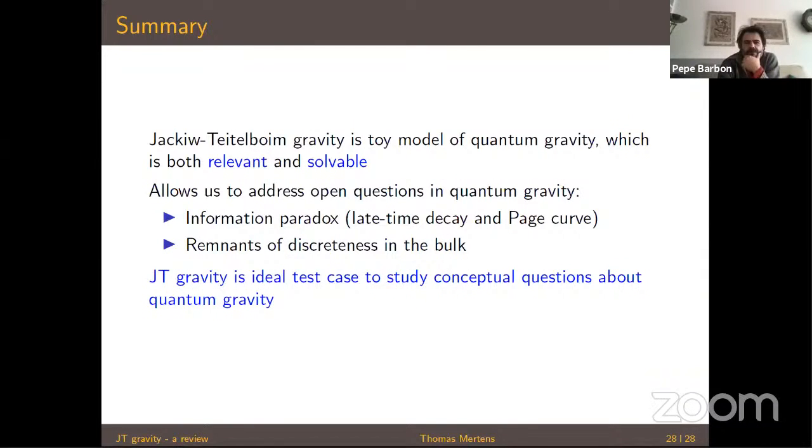Yeah, I have a question. Go ahead, Pepe. So when you mention the computation of complexity in JT gravity, is it implicit the choice of a state? Like, I'm computing the complexity with quantum corrections of what state?